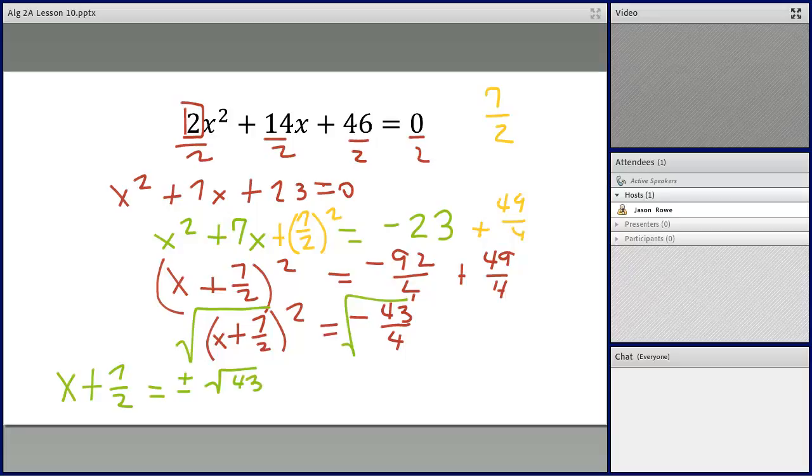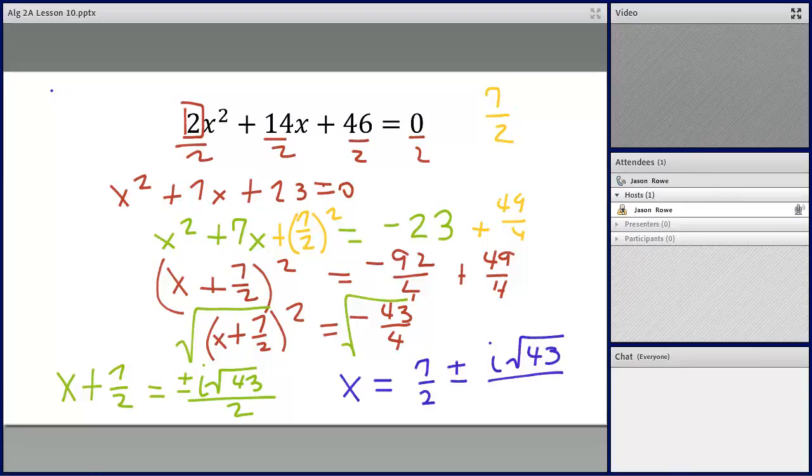square root of 43. Because it's negative, I'm going to pull an i out. That's the square root of negative 1. Square root of 4 is 2. Now I'm going to subtract 7 halves from each side. And so x is going to equal 7 halves plus or minus i times the square root of 43 all over 2. That is the final answer.